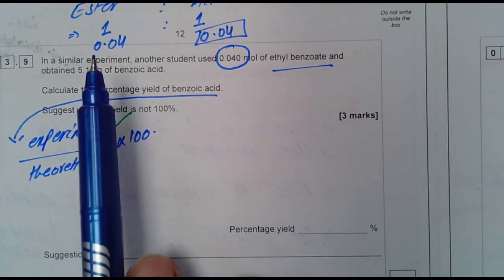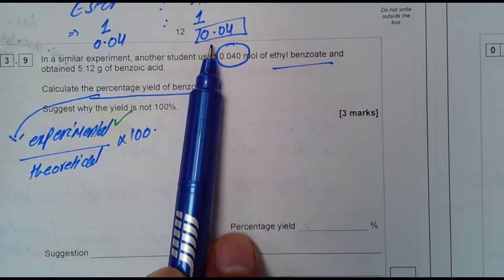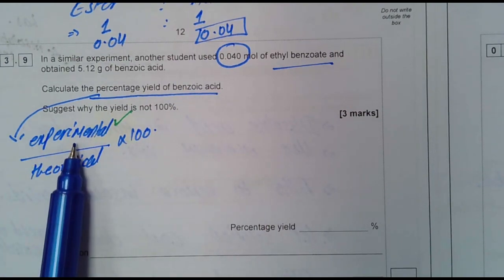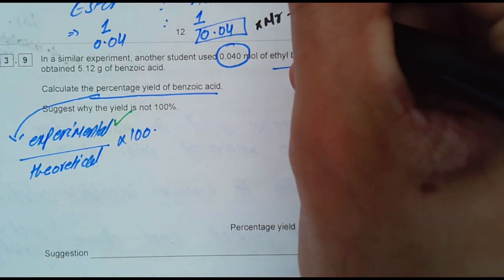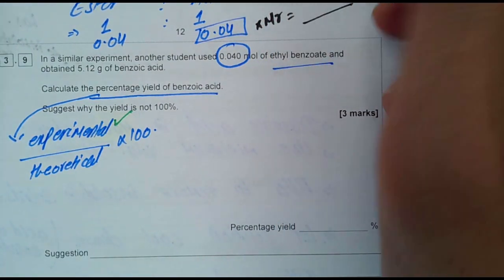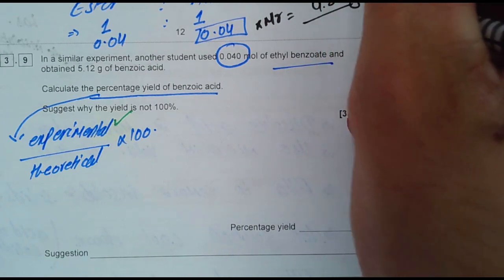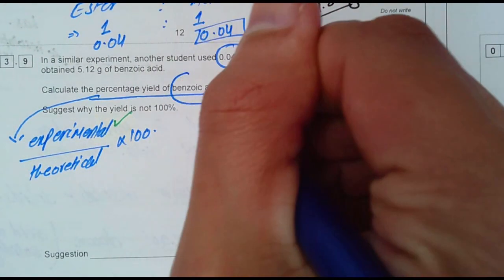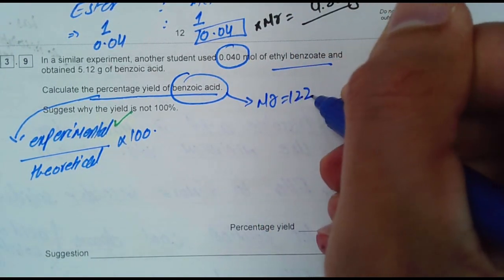So I can now say, because we are using this many moles of ester, this many moles of acid should be produced. Okay. Now, I need mass in this equation. So to convert this into mass, I'll have to multiply it by MR. And if I do that, I will end up with a value of 4.88 grams. I can give you a bit more help here. The MR of benzoic acid is 122.